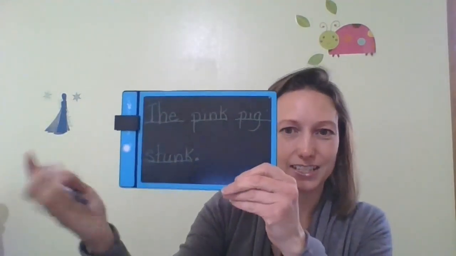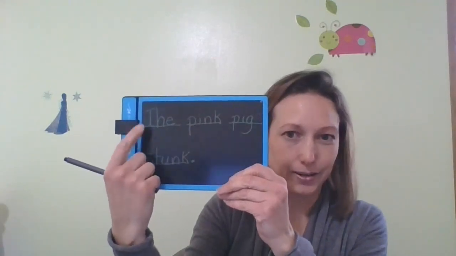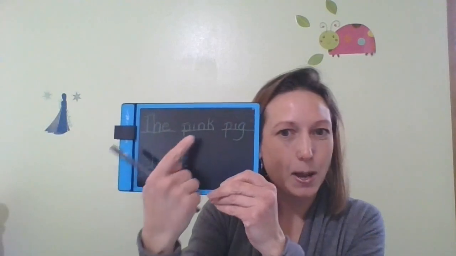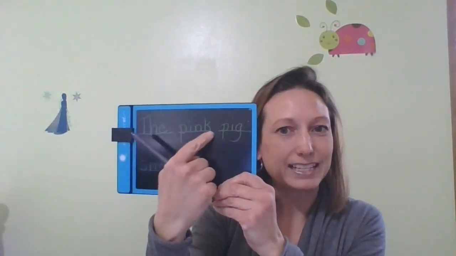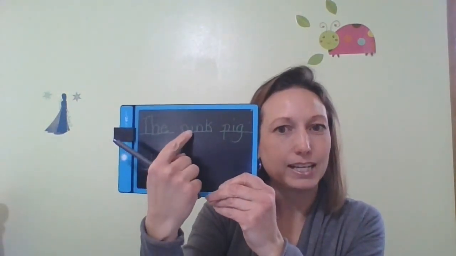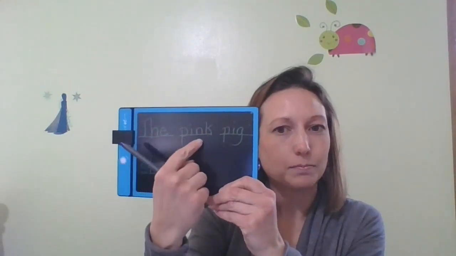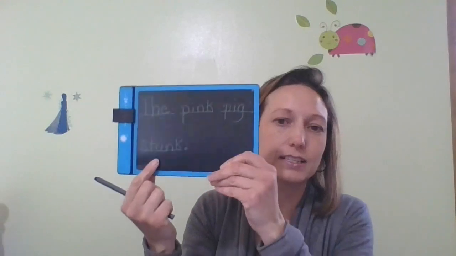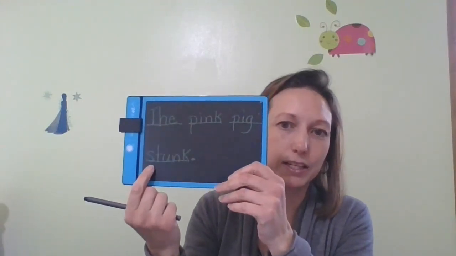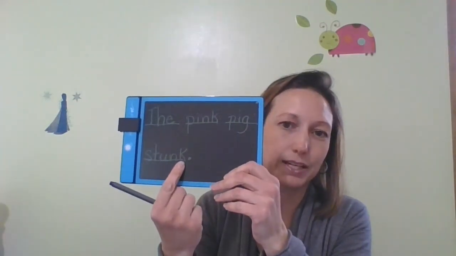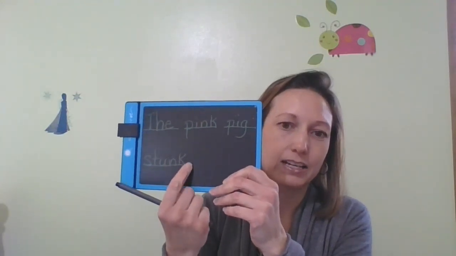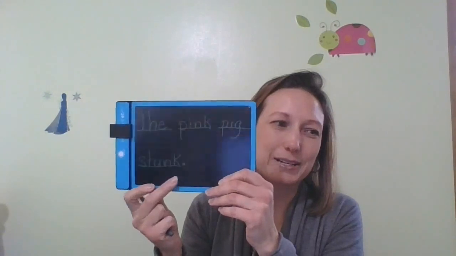And here's our sentence. The uppercase letter, why? Because it's the beginning of our sentence. T-H-E, pink. We use that ink chunk. P-I-N-K, pig, P-I-G, stunk. Got that S-T blend at the beginning and the N-K blend at the end. S-T-U-N-K, and then our period.